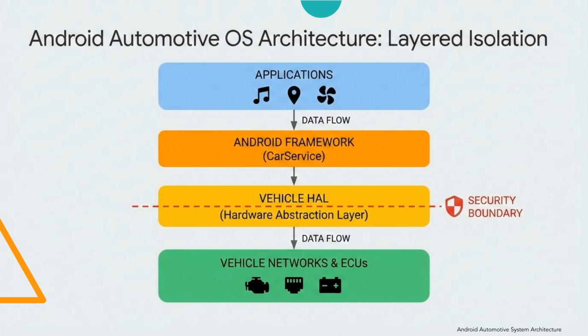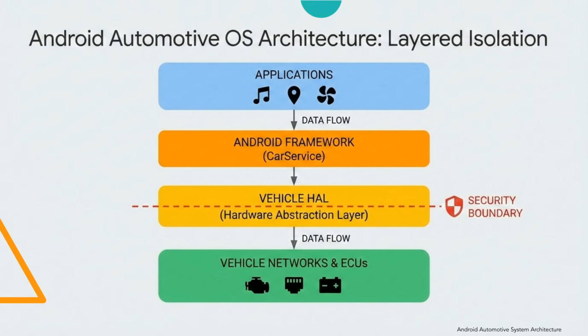Below applications, we have the Android framework. This includes standard Android services, along with automotive extensions. Inside this framework, a critical component exists, called car service. This acts as the central gateway between Android and vehicle systems. Below car service, we have the vehicle HAL, which stands for Vehicle Hardware Abstraction Layer. This layer translates Android requests into vehicle-specific commands.